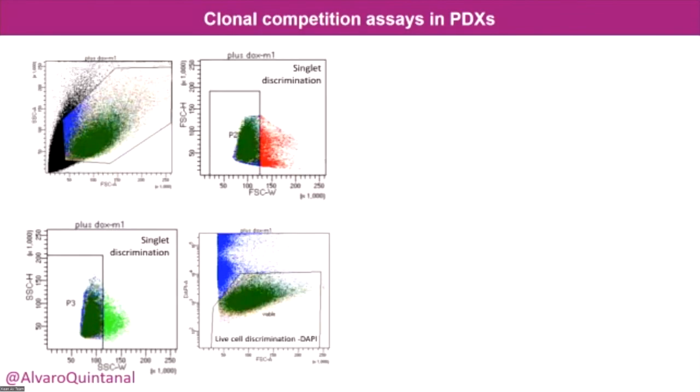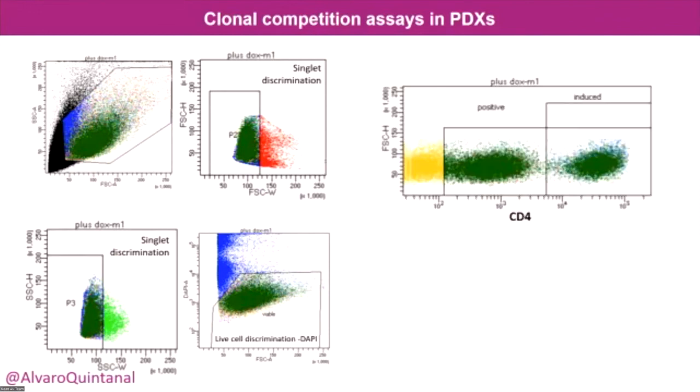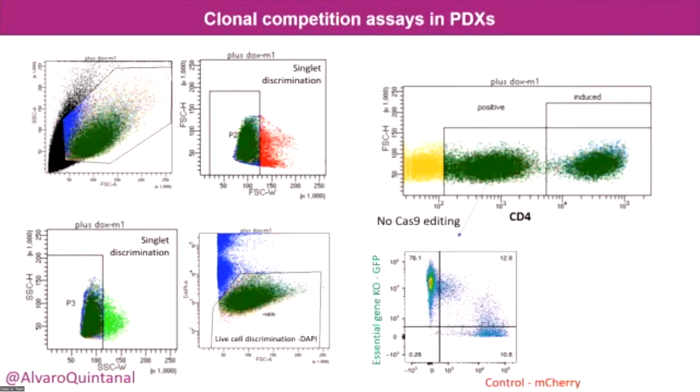And this is how it actually looks by flow cytometry. You see, we are doing the single cell discrimination again and trying to get only those that are DAPI negative. Here you see for CD4, we have this CD4 positive and then this CD4 induced, which are the ones that express Cas9. And if you gate on only the positive ones, you see that the population of cells that have GFP will be around 76%. The control population with NC cherry will be 10%.